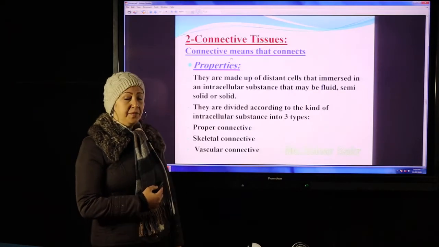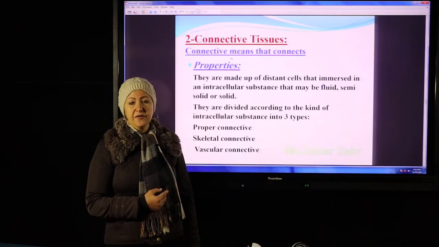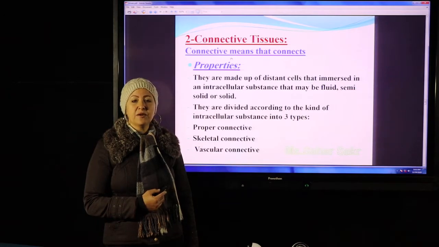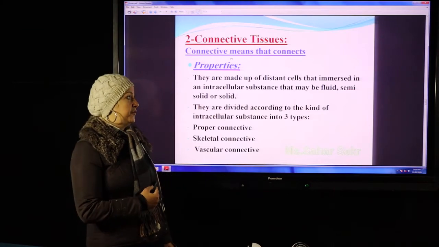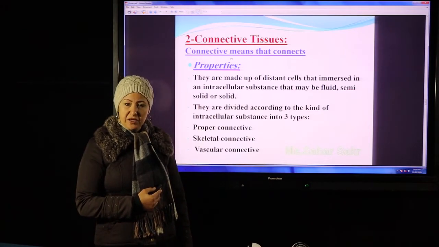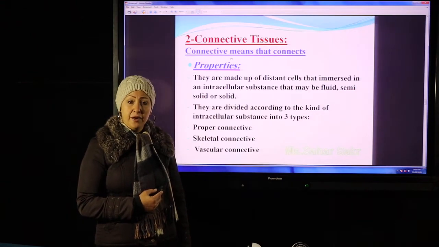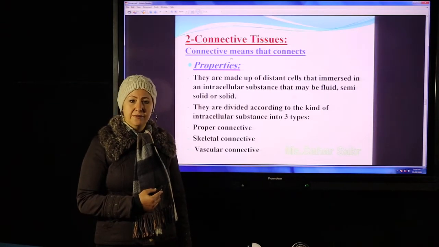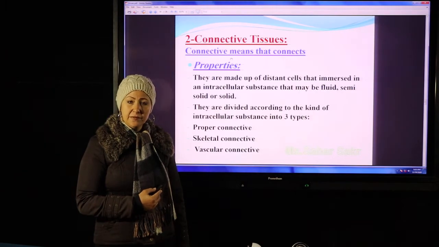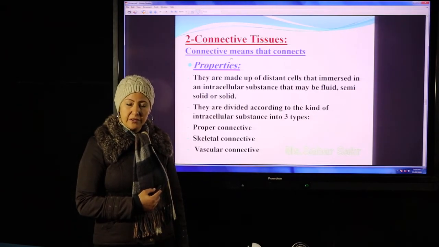Okay? Number 2, from the tissues inside the animal or inside the human, the connective tissue. The connective tissue, it comes from its name. It's responsible for connection between different parts of the body. Okay? So, the connective tissue is characterized by cells that are away from each other and there are intracellular substances between the cells. The intracellular substances here may be solid, semi-solid, or liquid.